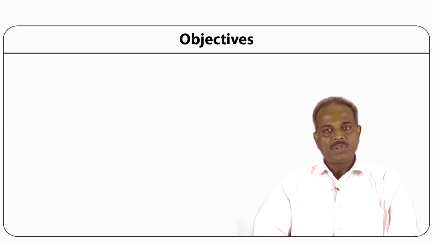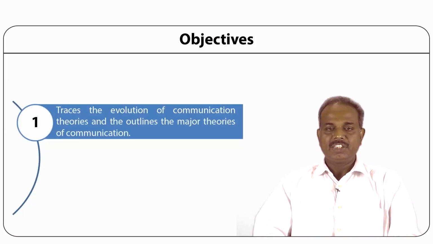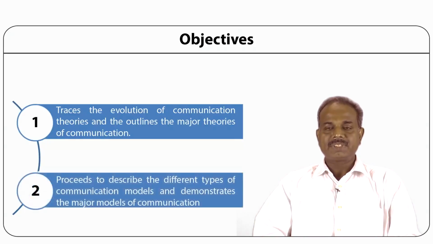I am going to present the module Communication Theories and Models, which comes under the paper Knowledge Society. This module is in two parts. Part 1 traces the evolution of communication theories and outlines the major theories of communications. And part 2 proceeds to describe the different types of communication models and demonstrate the major models of communications.